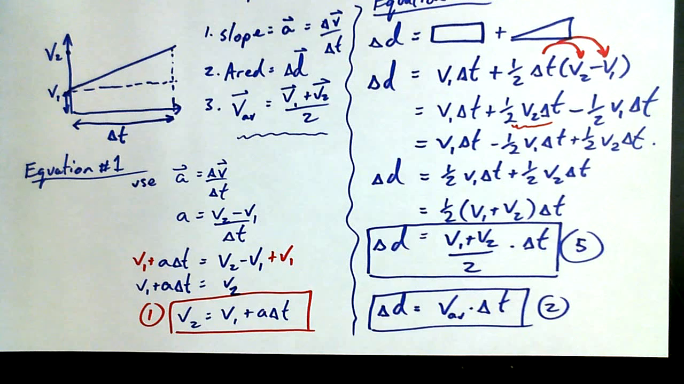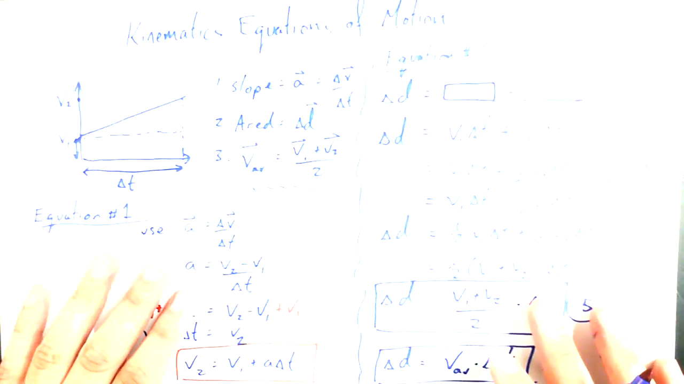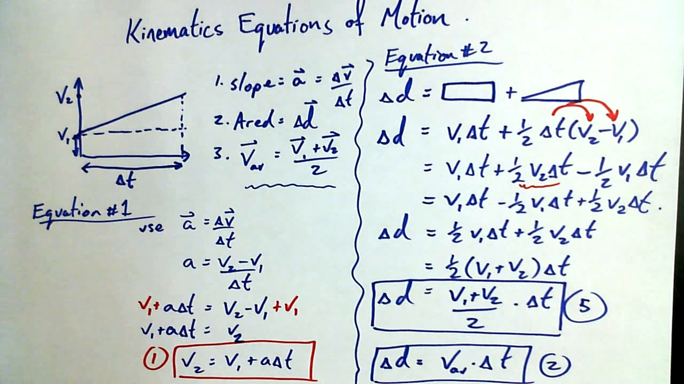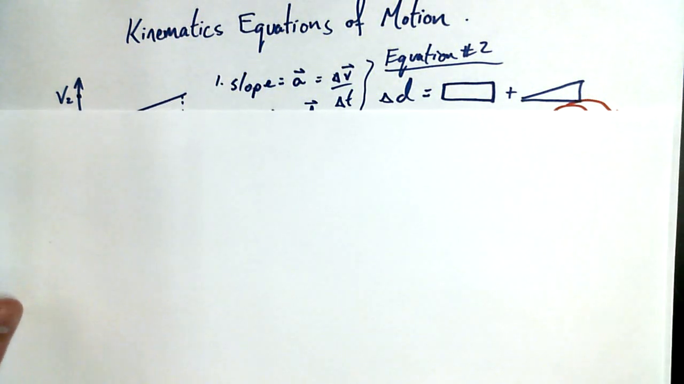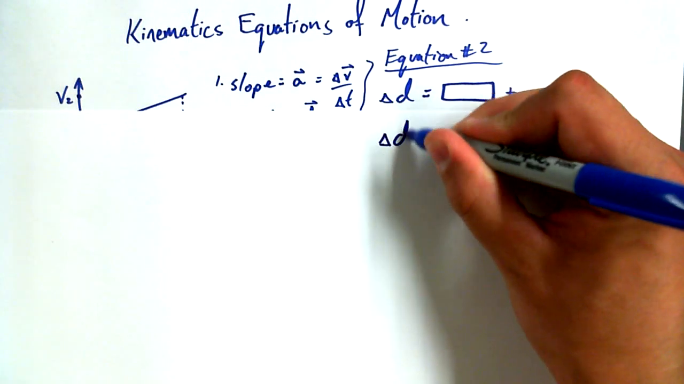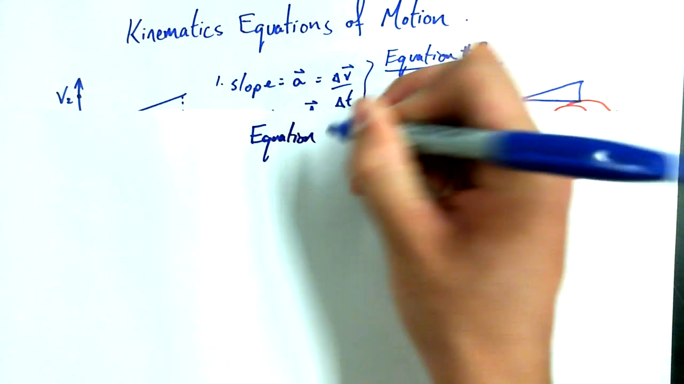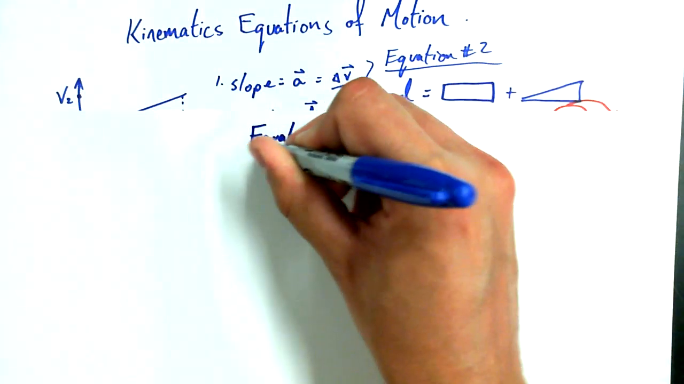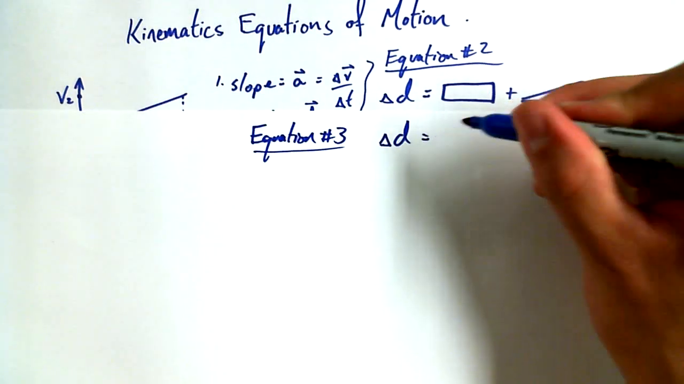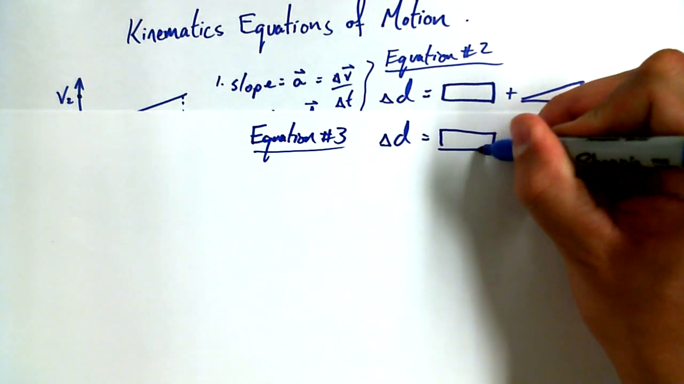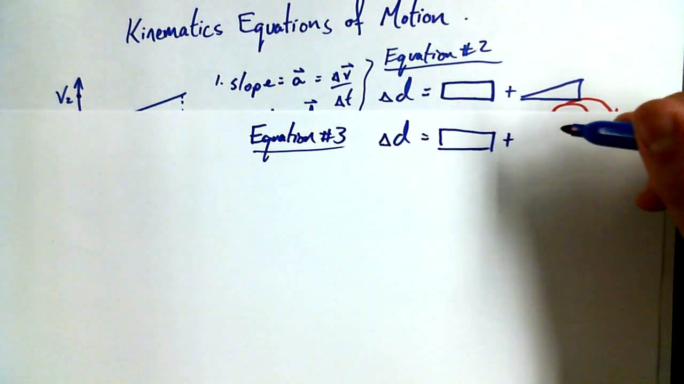I want to do equation number 3 though. Actually, maybe I'll leave this sheet up here. Equation number 3 is not all that different from equation number 2, and I'll show you what I mean by that. We start off in the same way, with this kind of Mickey Mouse approach. Delta D, I should label this up, equation number 3, delta D equals exactly the same way, the area of the rectangle plus the area of the triangle.